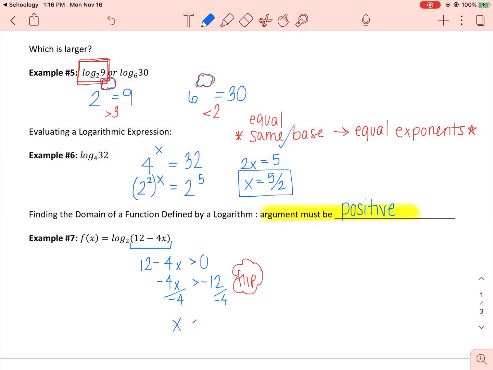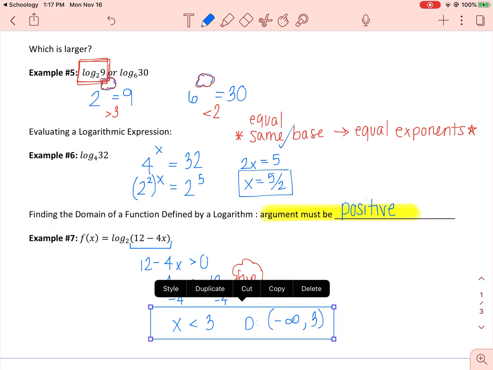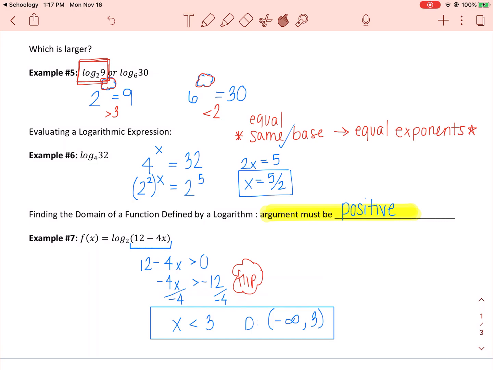So x is really less than 3. If you want that, that's inequality. Or this would be interval notation. So that is a restriction with the domain. The argument must be positive, must be greater than 0.